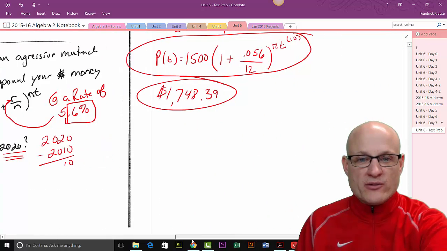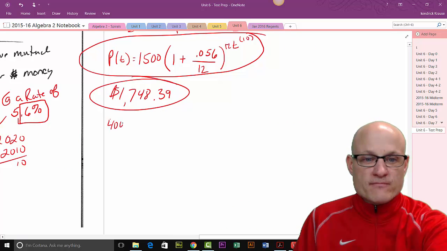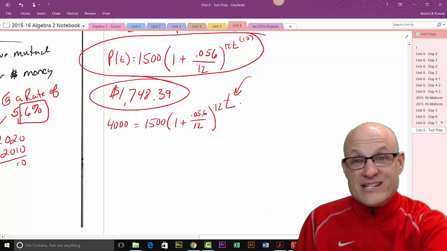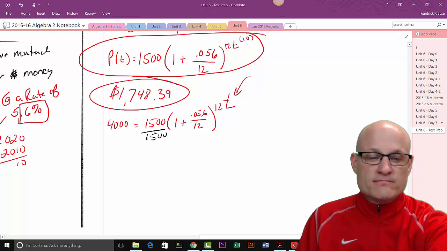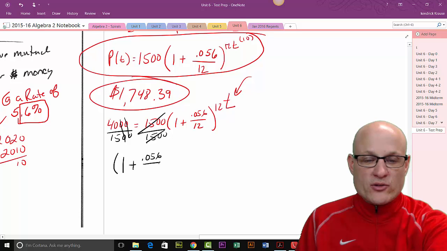Next question says, in what year would you have $4,000? So we're going to use the same formula, but in this case, we're going to put 4,000 on the left equals 1,500 times 1 plus 0.056 over 12 to the 12 times t. And now we're looking for t. So we got to get the weird thing alone. The first thing we're going to do is divide by 1,500. And we're going to cast out these zeros because we don't need them. So I end up with 1 plus 0.056 over 12 to the 12t is equal to 40 over 15.